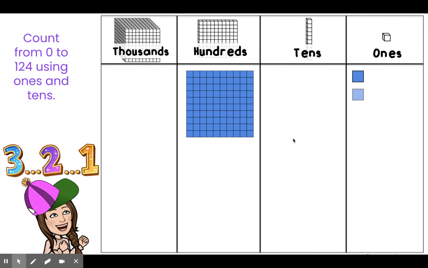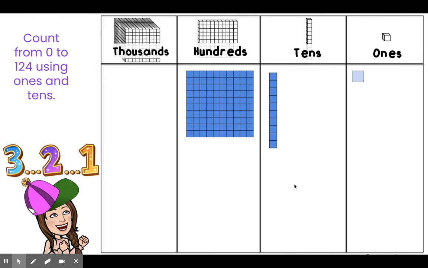101, 102, 103, 104, 105, 106, 107, 108, 109, 110. What can I do with these 10 ones? I can bundle them up and trade them for a 10 stick. Because 10 of this unit makes one of the next larger unit. Now I have 110. My goal is still 124. We can do this. Let's keep counting.